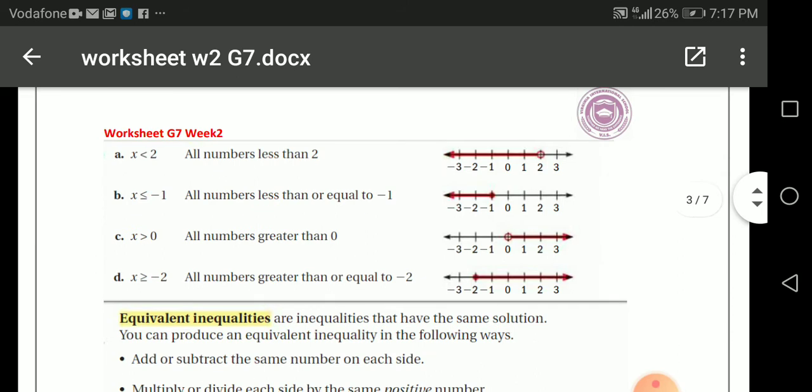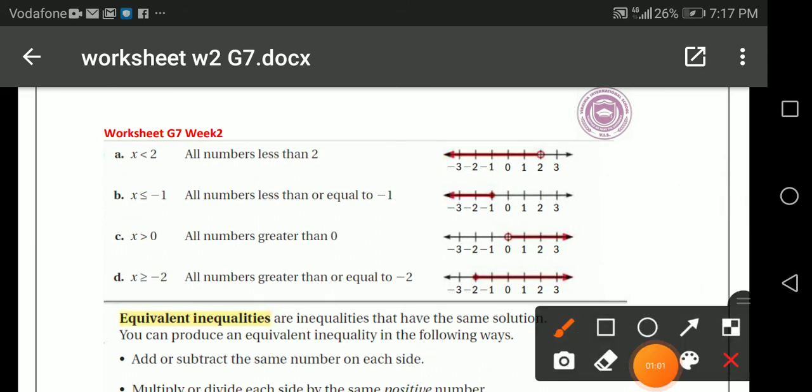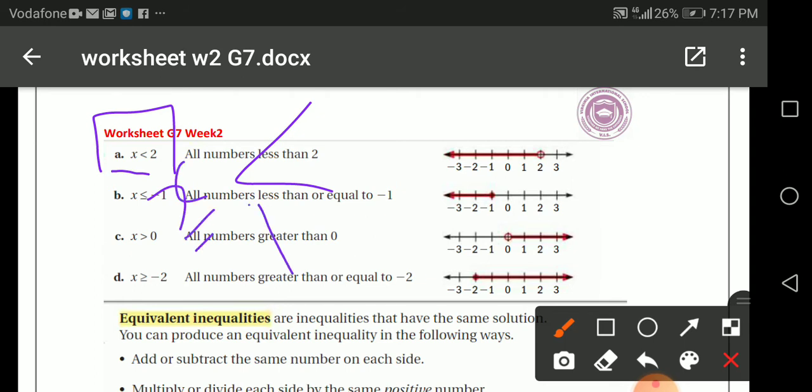As you see here, if he gives me this example, x is less than 2. Okay, my dear students, we have to know how to read this sign. x is less than 2. Less than 2 means what? The circle on the number line is an open circle. Why? Because here it's less than, and we don't mention any equal to. Okay, so x is less than 2.